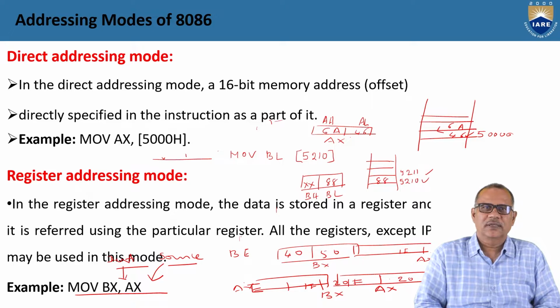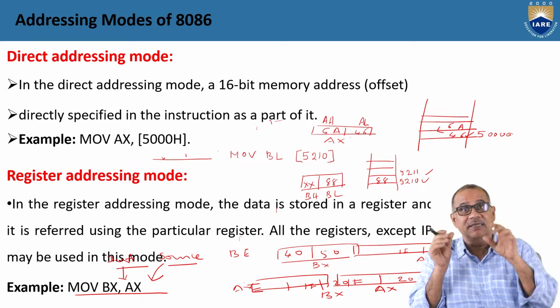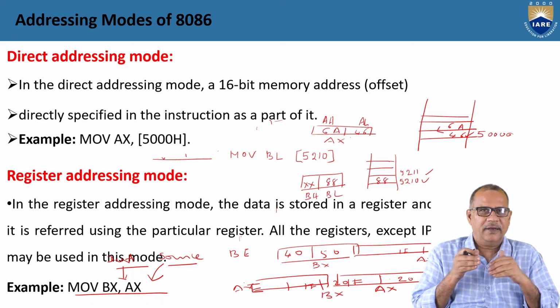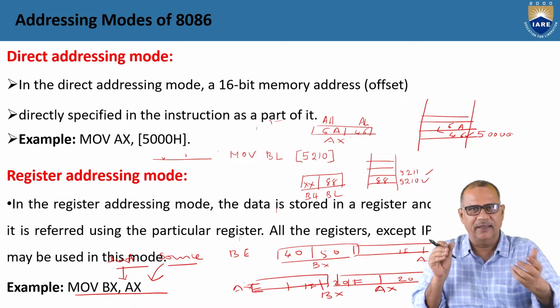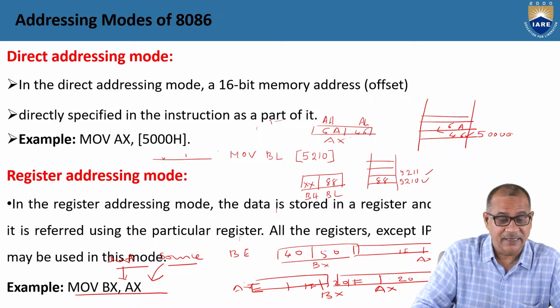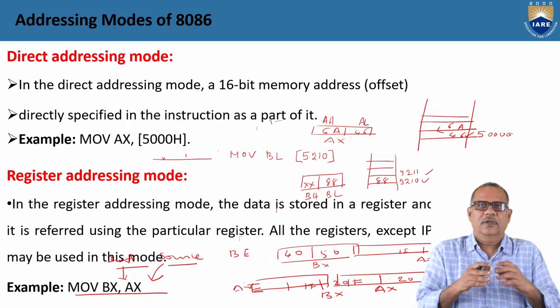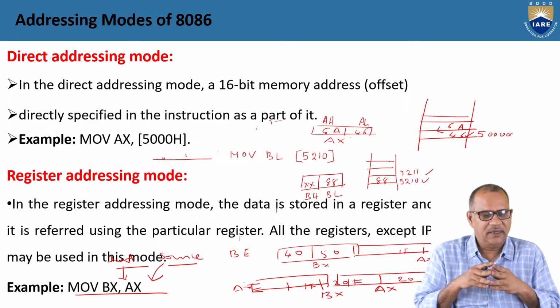Next addressing mode is register addressing mode. In register addressing mode, the data which you have to operate on is present in the register. In the earlier direct addressing mode, the data is present in the memory location and that address we are specifying very clearly as a part of the instruction. But in register addressing mode, the data is present in the register, and it is referred to using the particular register. And you can use all the registers except IP. So that is the register addressing mode.